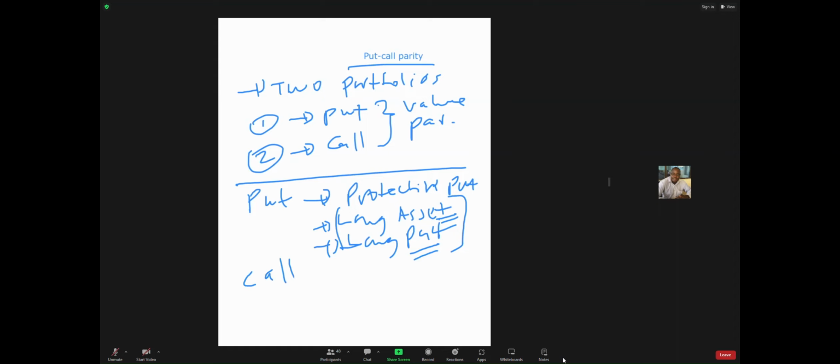Then we have the call. This portfolio that contains the call, we call it the fiduciary.